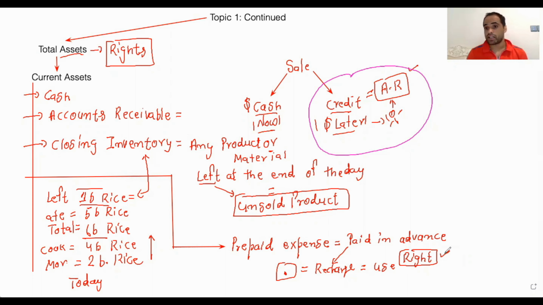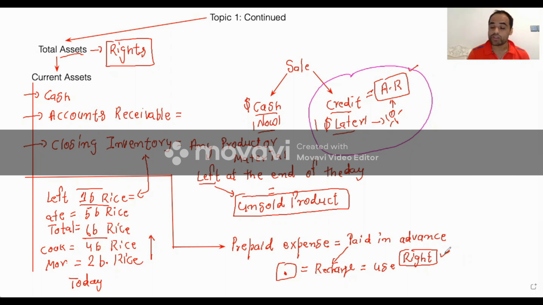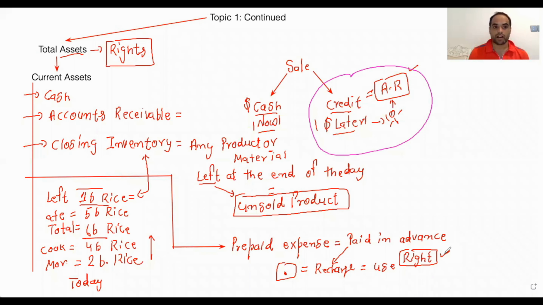Same thing happens when you're renting a room. You rent a room, you have to pay rent in advance. You pay rent in advance, so you have a right to use that room. If you're paying rent in advance, that's called prepaid rent expense or prepaid expense, and that becomes your current asset.